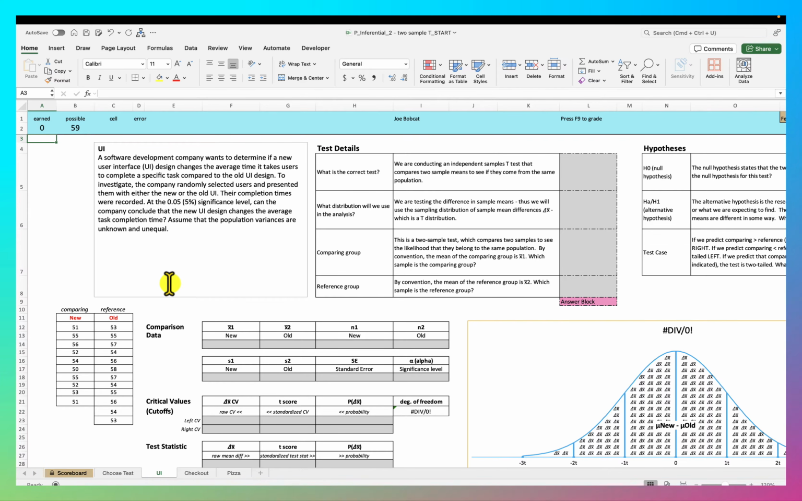Alright, so what's different about this? What's different is that we get two sets of data, the new and the old. The new is also called the comparing group, and the old is the reference or benchmark group. Alright, so we're trying to see, is new different than old?